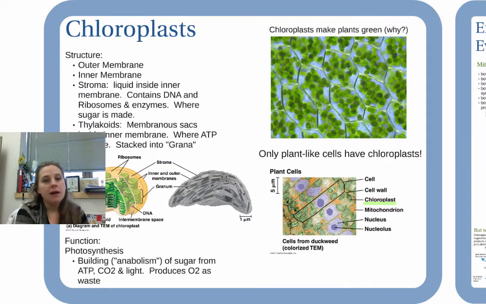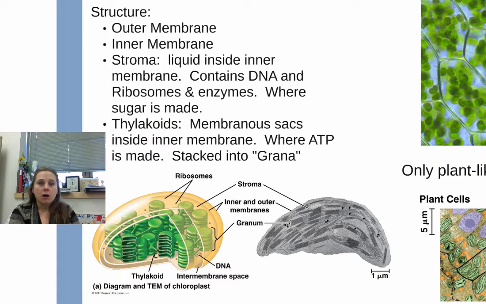Okay, and chloroplasts. Again, the other really important energy and matter processing organelle that we have. Just like the mitochondria, they are a series of outer and inner folded membranes. You've got the inside, which is this liquid inner layer called the stroma, and that's going to, again, contain DNA, ribosomes, and enzymes, and this is the location where the sugar is actually produced. You have the membranous sacs called thylakoids, where ATP actually gets made. Those stacks of thylakoid membranes are called grana.